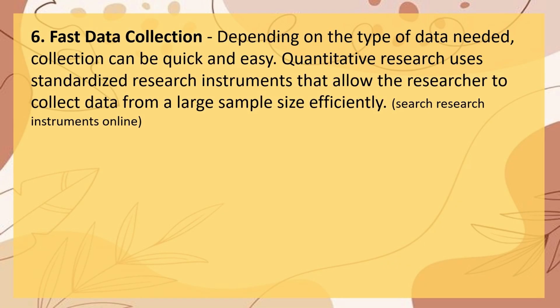Next is fast data collection. Depending on the type of data needed, collection can be quick and easy. Quantitative research uses standardized research instruments that allow the researcher to collect data from a large sample size efficiently. Fast data collection in quantitative research can be achieved by using digital tools such as online surveys, mobile apps, or automated sensors that gather responses in real time.